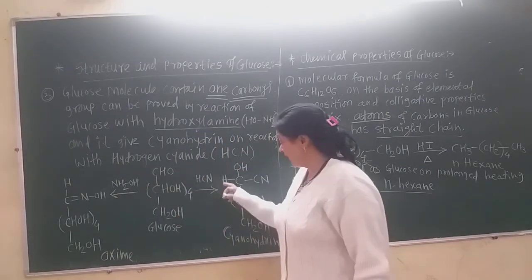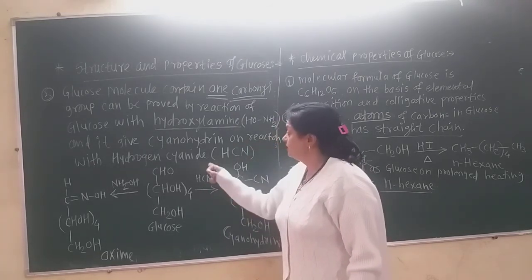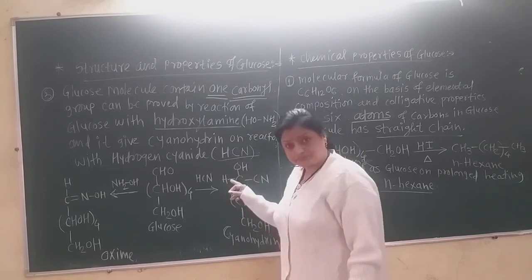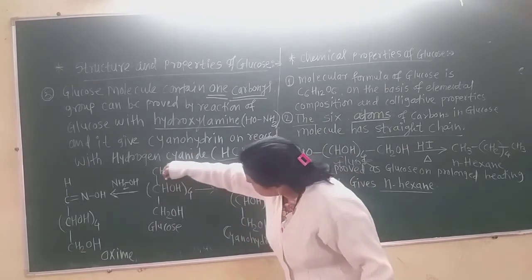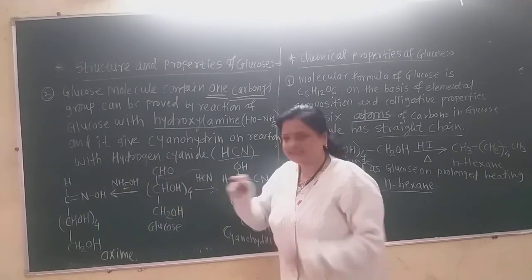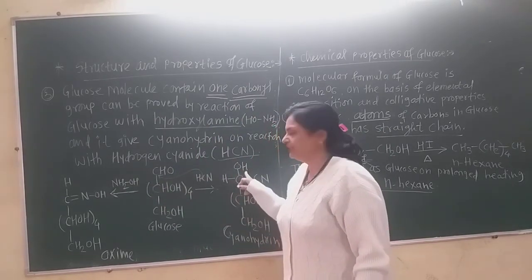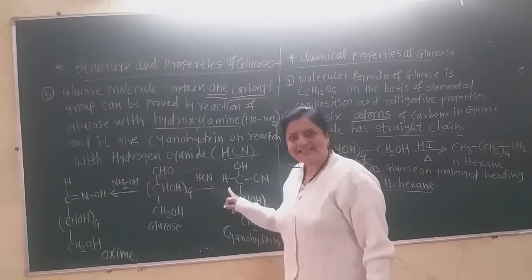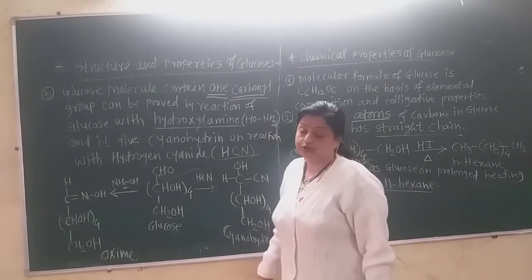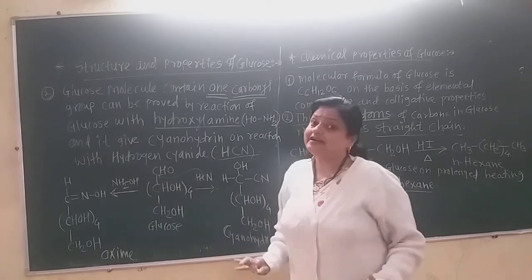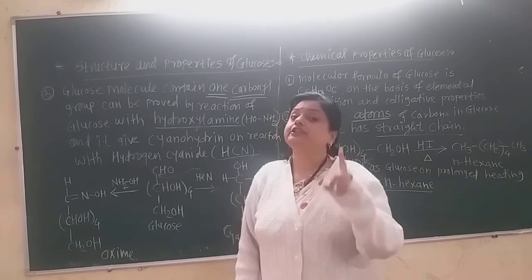And also, what happens after the reaction with hydrogen cyanide? Hydrogen cyanide gets added in this way. See here, cyanide attacks the carbon. There is a double bond between carbon and oxygen. Then one of the bonds goes to the oxygen atom, and there is formation of OH. This hydrogen is there, and the cyanide gets added. This is called the cyanohydrin, glucose cyanohydrin. This proves that glucose contains the carbonyl group, one carbonyl group in the glucose molecule.